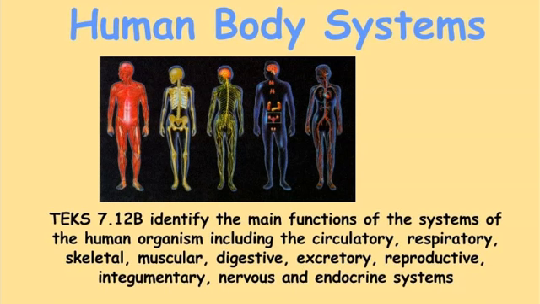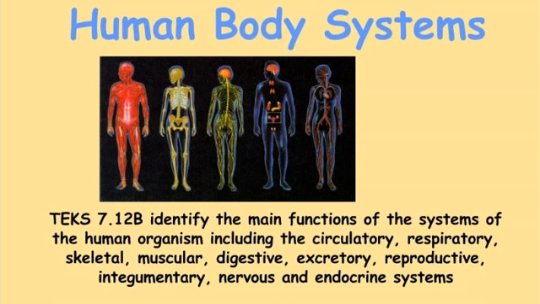All right, seventh grade science students, the human body systems. We're starting those. This slide shows you a few examples of pictures, but more importantly, it's giving you the TEKS, Texas Essential Knowledge and Skills, 7.12B. Identify the main functions of the systems of the human organism, including the circulatory, respiratory, skeletal, muscular, digestive, excretory, reproductive, integumentary, nervous, and endocrine systems. We need to know the functions of all those systems before it's all said and done.